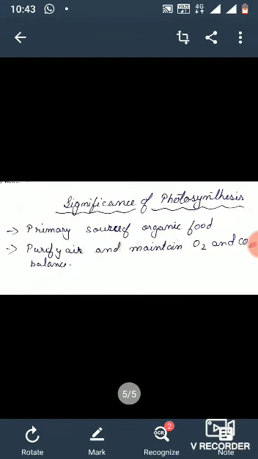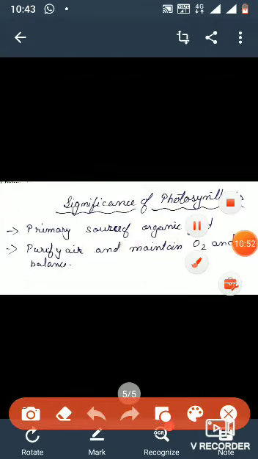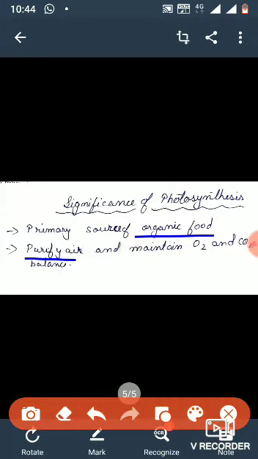In the end, we will discuss about the significance of photosynthesis. As we all know, photosynthesis is the process by which plants are producing their food, which is known as glucose. So, first importance of this photosynthesis is that plant can produce their food by this process. Now, the second is it helps in the purification of the air, as well as it maintains the oxygen and carbon dioxide balance, which means that plant will take the atmospheric carbon dioxide through stomata. When the plant will take this carbon dioxide, it will help in purification of the air.